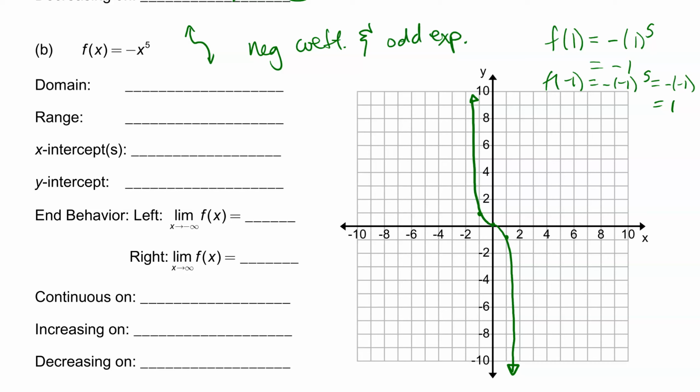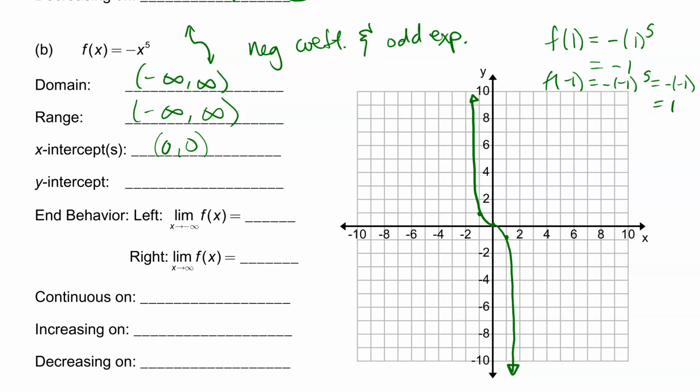What is the domain of this function? All real numbers. Wonderful. Ellie? The range is all real numbers. Cool, exactly. So the range, all numbers, domain, all real numbers. This goes on forever in all directions. Next, the x-intercept: 0, 0. Yeah, because that's where it touches the x-axis.